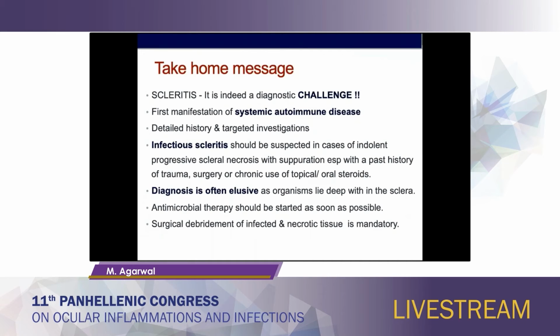Infectious scleritis should be suspected in cases of indolent progressive scleral necrosis with suppuration, especially when the patient has a past history of trauma, surgery, or chronic use of topical steroids. Diagnosis is often elusive as the organisms lie deep within the sclera. Antimicrobial therapy should be started as soon as possible, and surgical debridement of infected and necrotic tissue is very important.